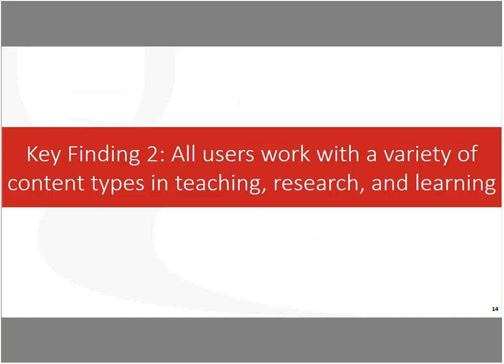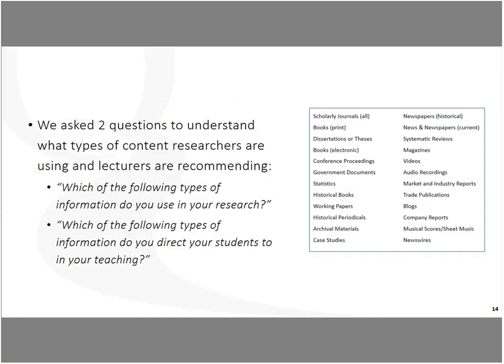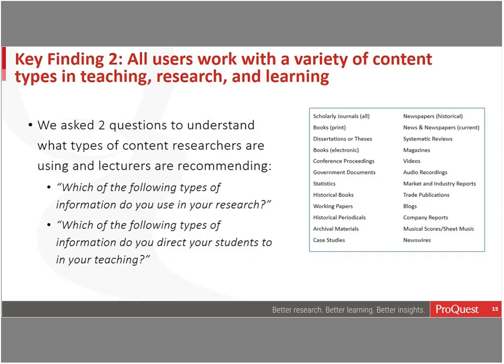So, key finding 2: we found that all users work with a variety of content types in teaching, research and learning. We asked two questions to better understand what types of content researchers are using and lecturers are recommending. We're going to focus on the question to all researchers first: which of the following types of information do you use in your research? We gave respondents a list of 30 of the most commonly used information types, and we asked this question to all respondents, which was over 1,300.